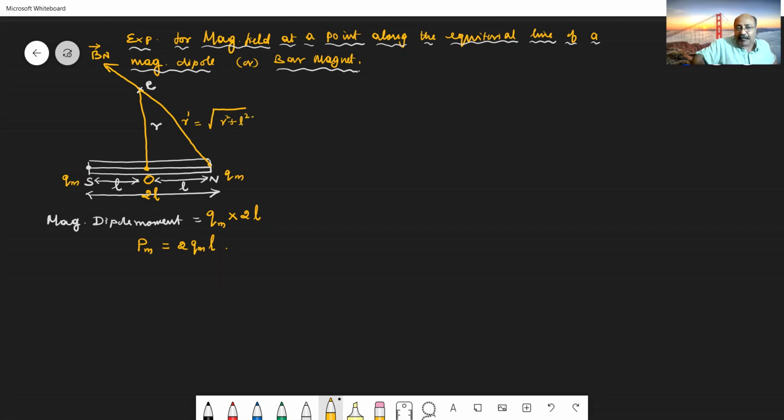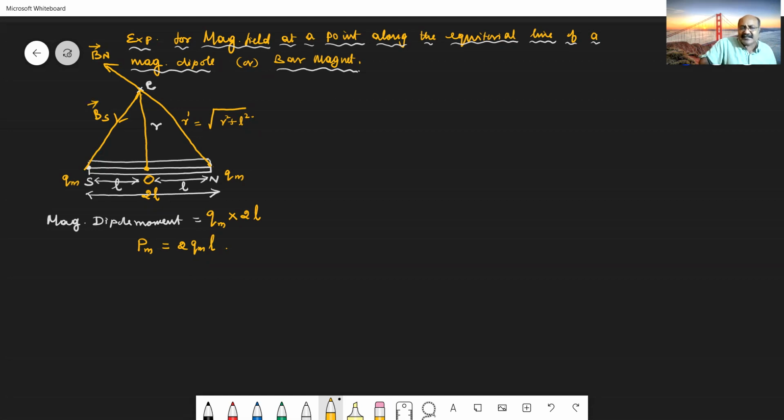Similarly, the point C will experience a magnetic field due to the south pole, which acts along the line joining the south pole and the point C, but acting towards the south pole. Because the magnetic field acts along the direction of the force, I am considering that magnetic field as Bs vector.